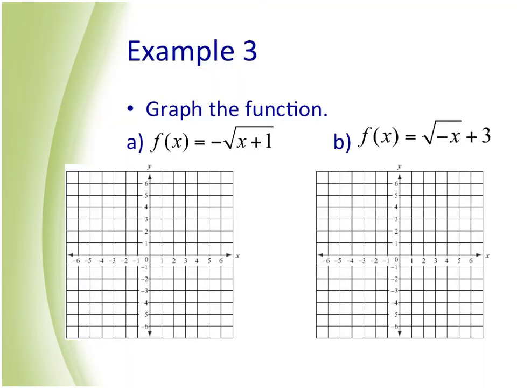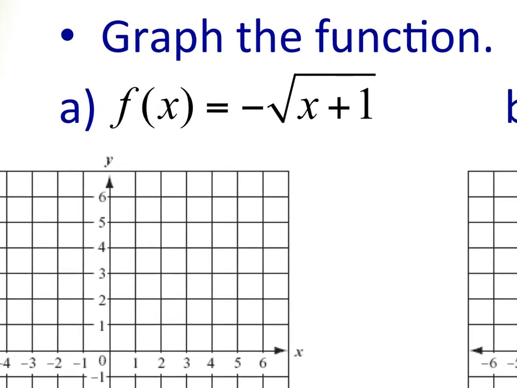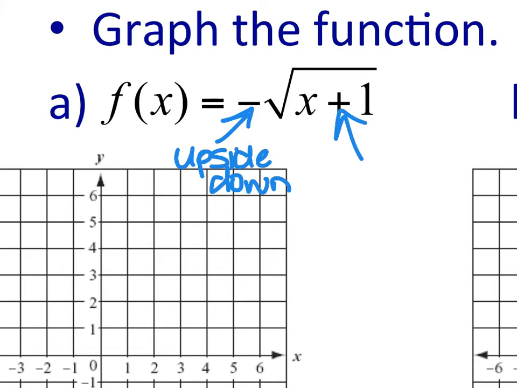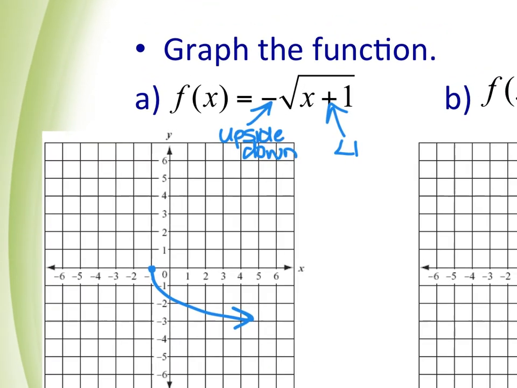All right, you try them. So figure out what your parent function is, identify the shift, and then graph it. All right, so what's my parent function? Square root, which is that little like half the parabola turned sideways, right? Okay. What's the negative on the front telling you to do? It's going to point down or be upside down, right? Yeah, point down's fine. As long as you know what you mean, I'm good with it. And the +1 underneath does what? Left 1. Okay, so I'm going left 1, and I'm pointing my little arm down.